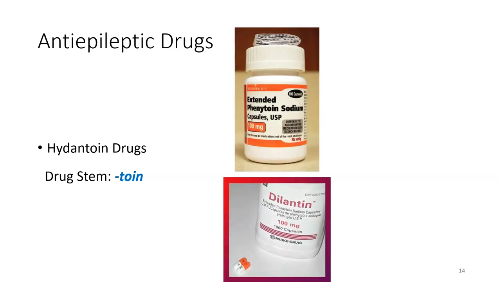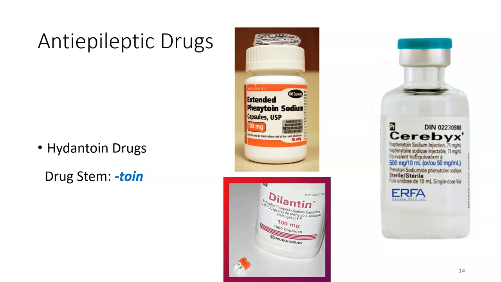They have the drug stem of toin. So we have phenytoin, which is known by the brand name of Dilantin. And we also have fosphenytoin, which is measured in phenytoin units or equivalents. The brand name of fosphenytoin is Cerebyx. Cerebyx is kept in the refrigerator, and it's administered intravenously.